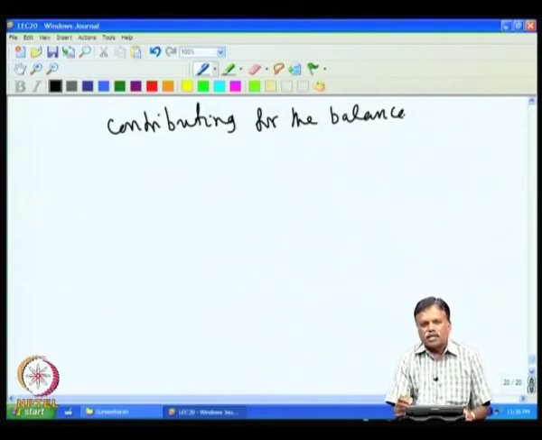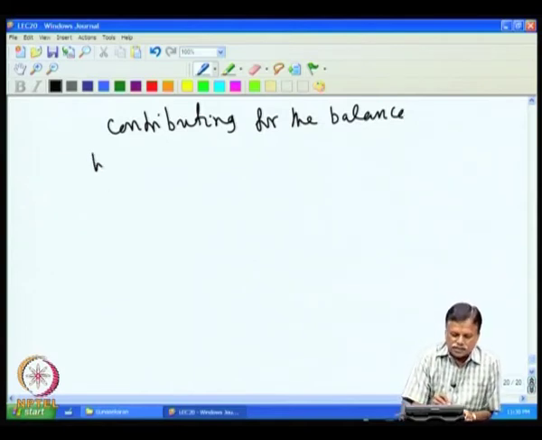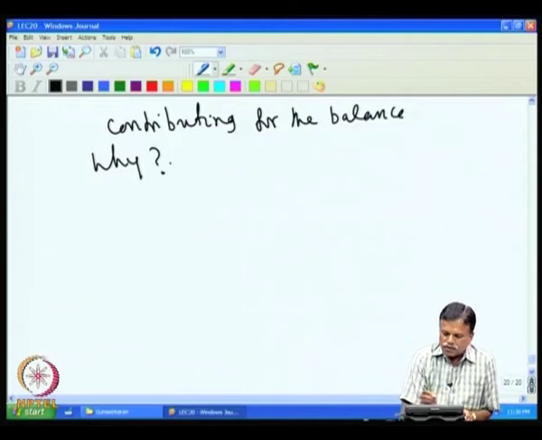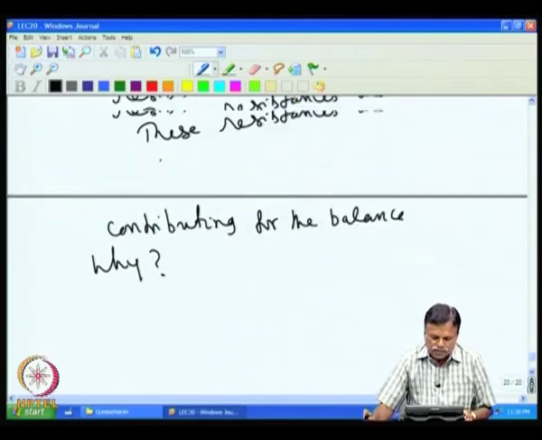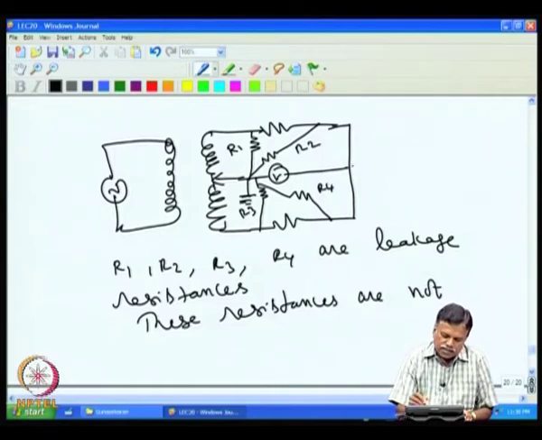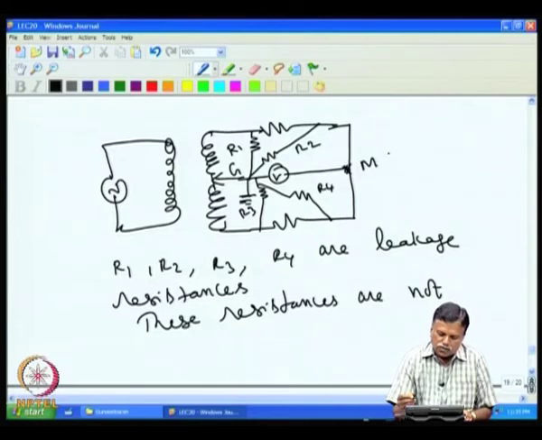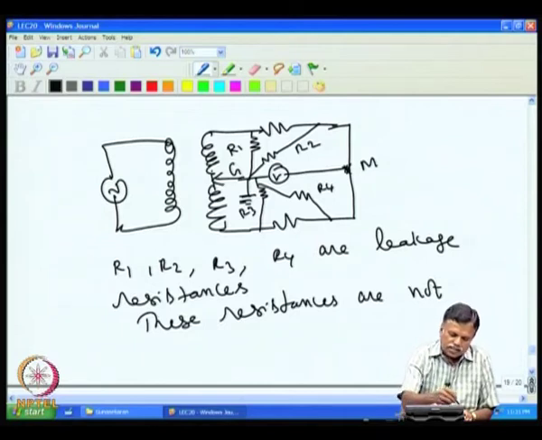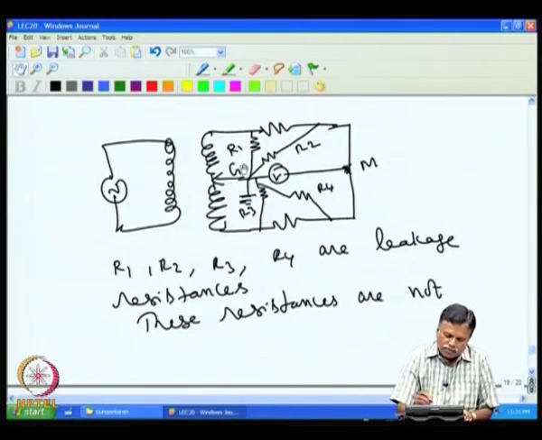Now, the question is why they are not contributing to the balance. If you look at the circuit carefully, at balance, take this point as the ground point G and this midpoint as M. At balance, the voltage across GM is 0, because we are adjusting the center point and balancing the bridge to find the value of the unknown resistance.